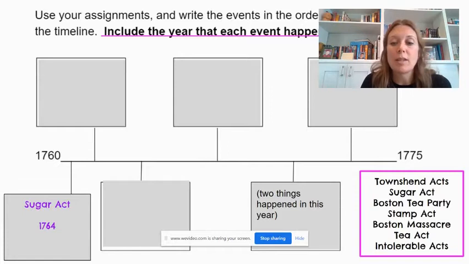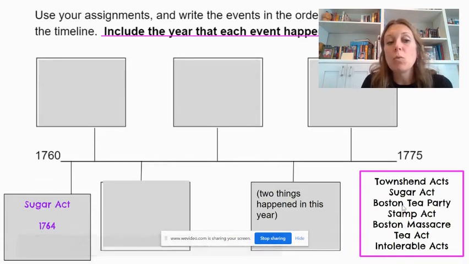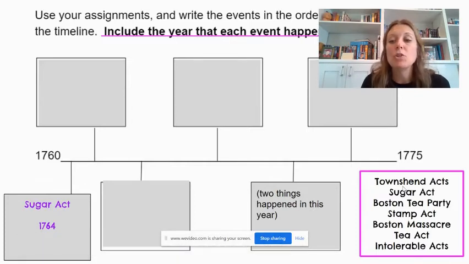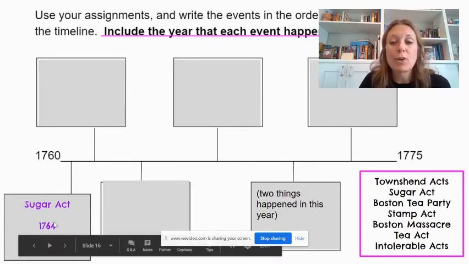All right. And then you're going to take this. This is a timeline, okay? So here are the things we've learned about that helped cause the Revolutionary War. You're going to put them in order. So every time you've learned about one of these, I've told you which year it happened. You'll have to go back to last week's assignment and take a look at it to help you remember probably. But I gave you the first one. The Sugar Act was the first act that had to do with the Revolutionary War that made the colonists angry. And that was in 1764.